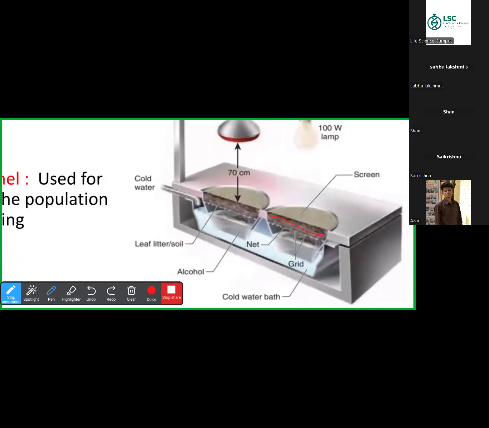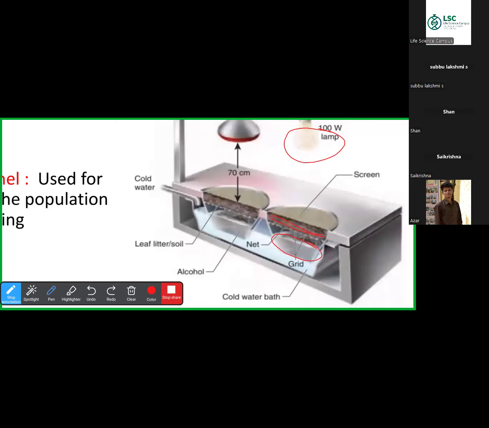This is the collected soil, and this is a lamp. Because of the heat of this lamp, organisms will move away from the heat and they will fall into the preservative that is present in the Berlese funnel.